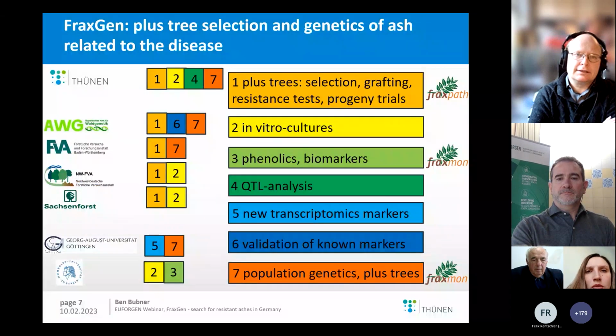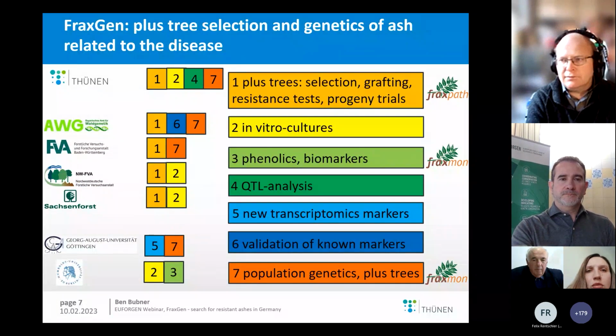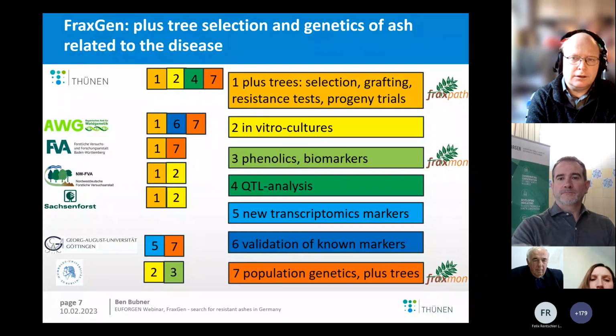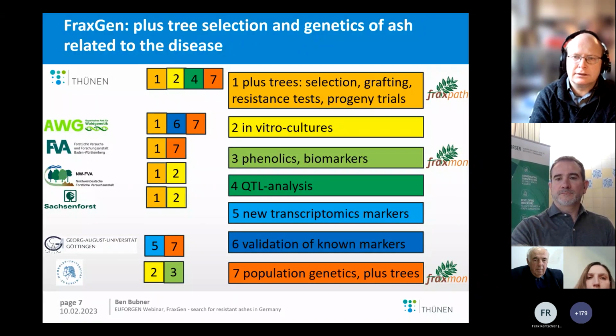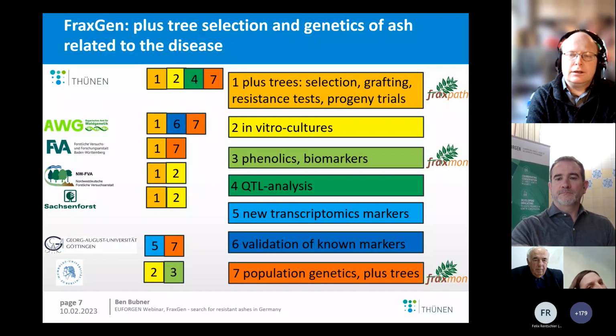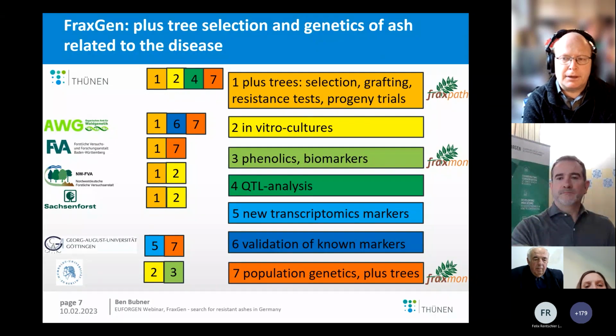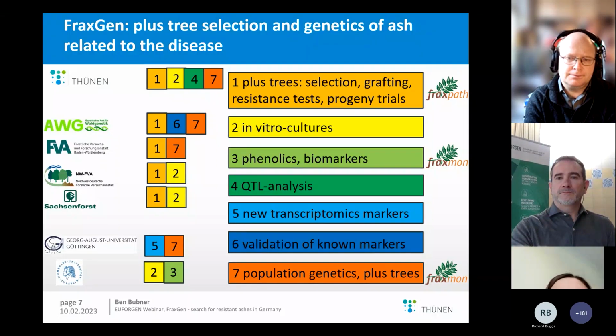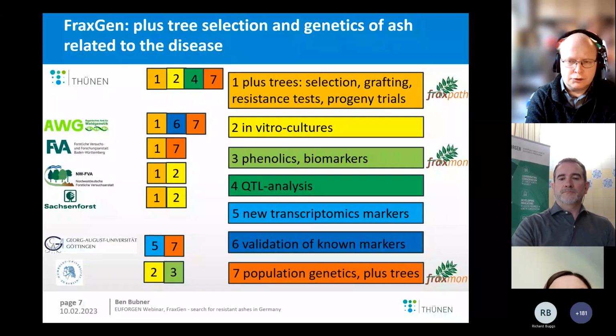In FraxGen, we are 7 partners, and we also have 7 topics, but they are not distributed one by one. The most important topic, covered by 5 partners, is the plus tree selection. And then we also have in vitro cultures as another way to preserve biodiversity and clusters. We analyze phenolics and biomarkers in cooperation with projects from the monitoring group. And we have a QTL analysis that I will shortly talk about.